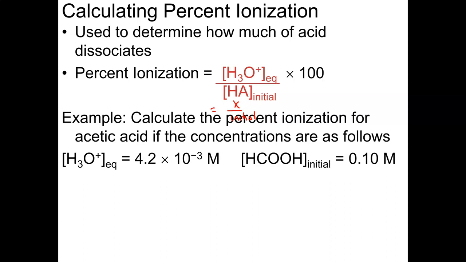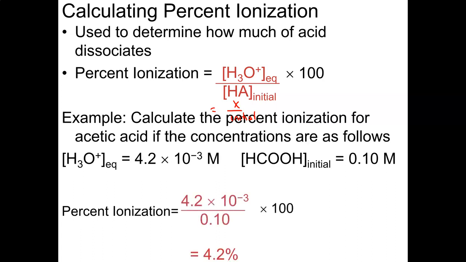So here's my values. Here's the concentration at equilibrium, 4.2 times 10 to the negative 3. All I gotta do is just plug and chug. 4.2%. So what does this mean in simple English? This is how much it breaks apart. This proves it's a weak acid. Only 4% of the weak acid dissociated. So yeah, that's very weak.